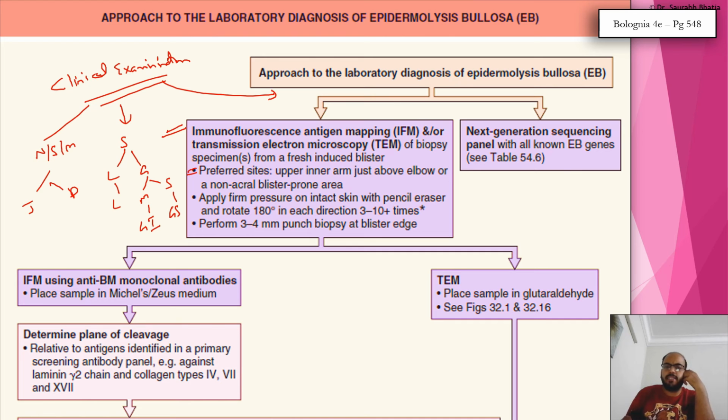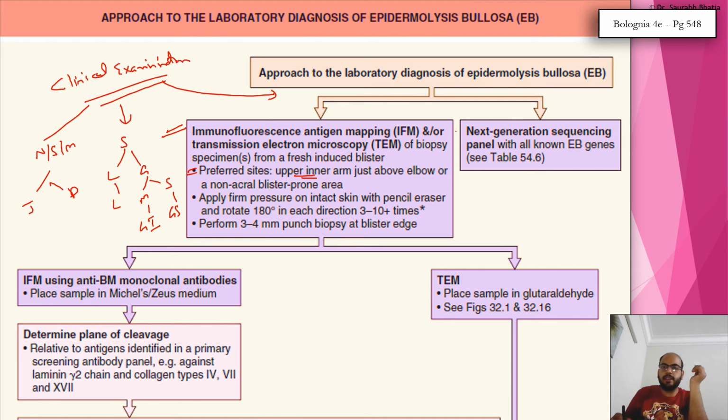So the preferred sites are the upper inner arm, just above the elbow, or a non-acral blister-prone area. The way of taking a biopsy in an EBS child is you take a pencil eraser and rotate it 180 degrees in each direction about 3 to 10 times. Because of this rotation, there will be a little erythema, and from that erythema, you take a 4 mm punch biopsy and send it for investigations.